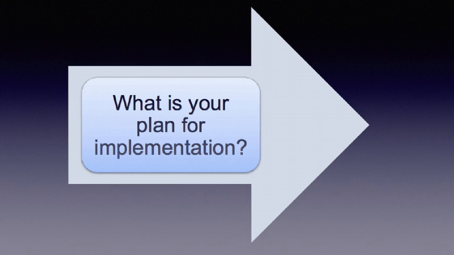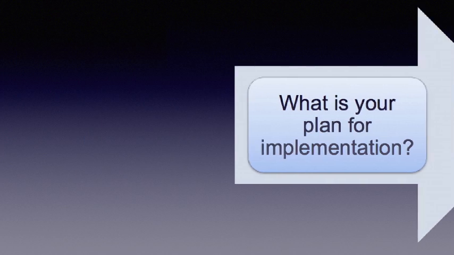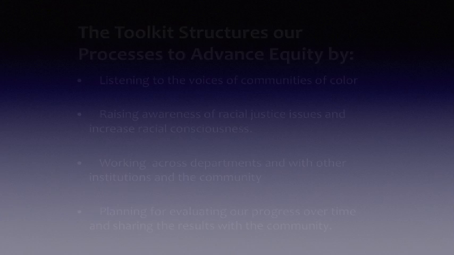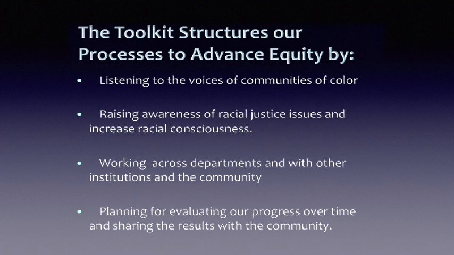Implementation. What's your plan for implementation? Have you secured the correct decision makers? Do you have the financial resources you need? Do you have the people you need to move forward? Accountability and communication. How will you ensure accountability? That means tracking results so that if you're not getting the results you want, you might need to make some modifications. How are you communicating a message that advances racial equity?